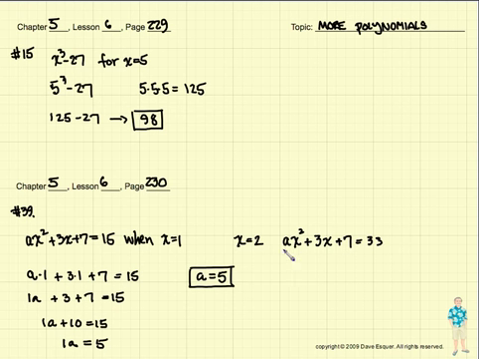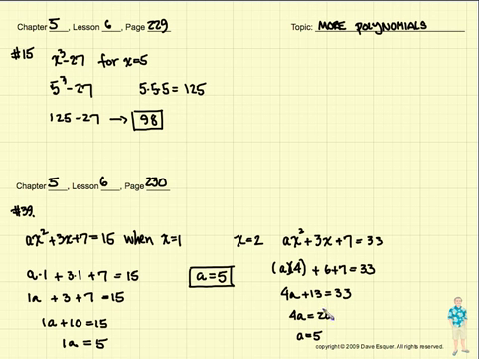So this looks like a times 2 squared is 4, plus 3 times 2 is 6, plus 7 is equal to 33. So this looks like 4a plus 13 is equal to 33. Or if I subtract 13 from both sides, 4a was equal to 20, and if I divided both sides by 4, a turned out to be 5.